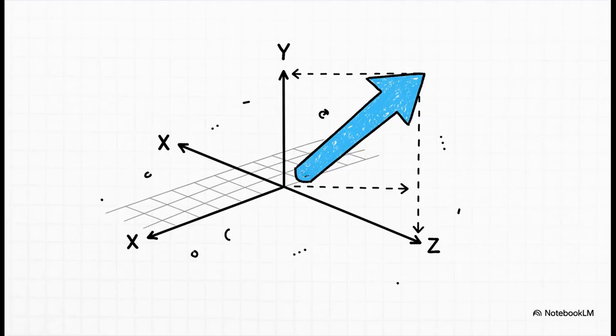When I say the word vector, I bet this is what pops into your head. An arrow floating in 3D space, pointing in some direction, and it has a certain length. It's got those three components, right? Up, down, left, right, forward, backward. And for the world we live in, that's a perfect way to think about it. We call that a 3-vector.